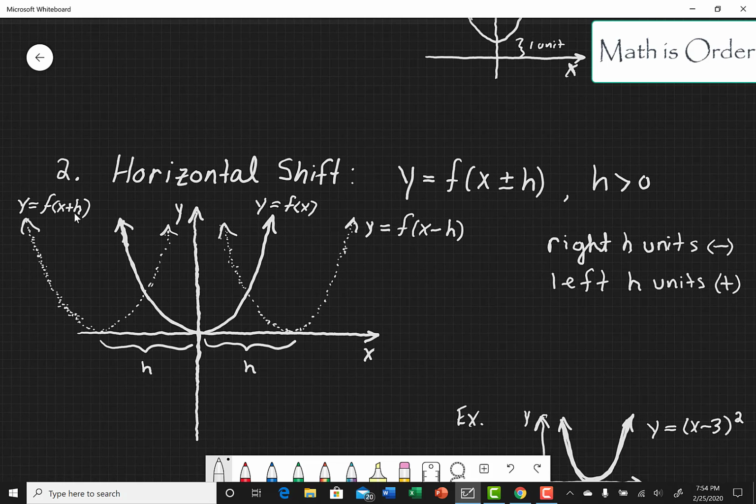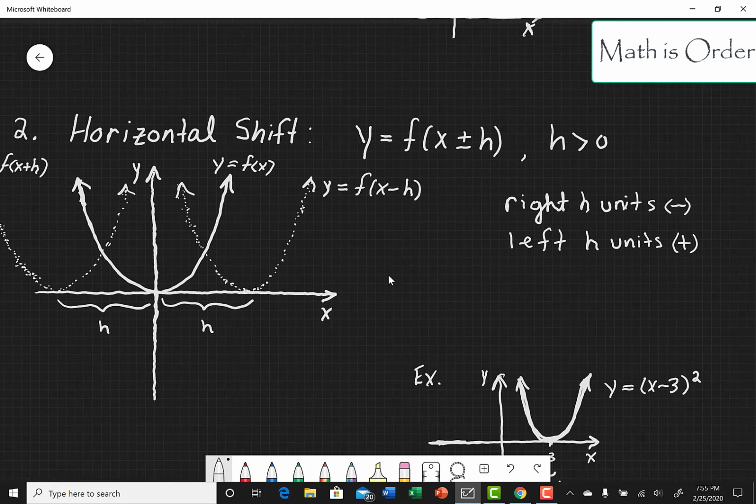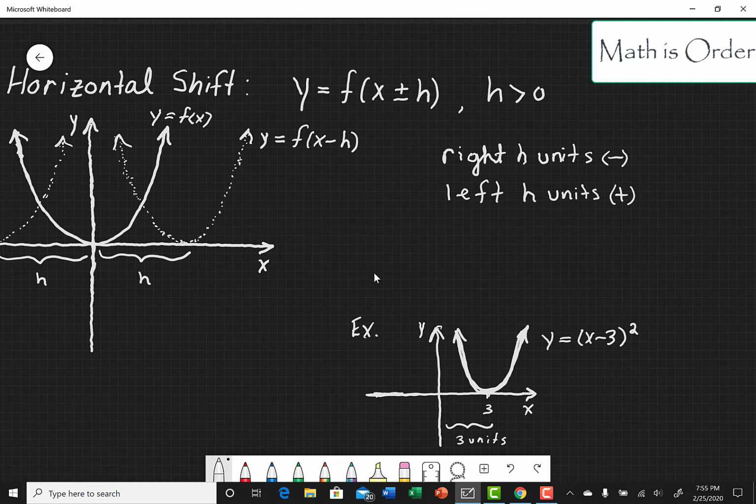So suppose we had original function, say y equal x squared, and you shift this function, say 3 units to the right. The new form of the function would be y equal x minus 3 squared.